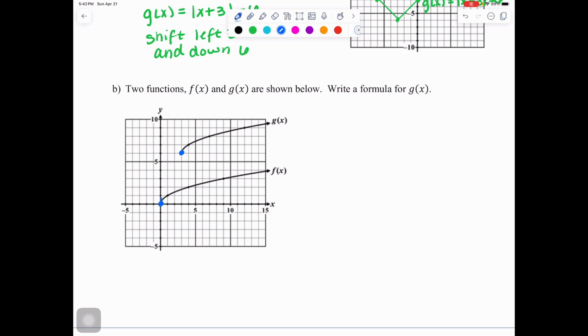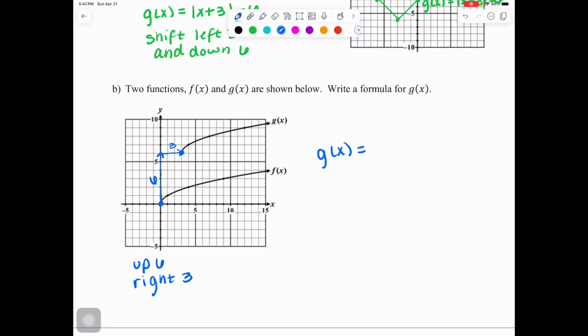So it looks to me I had to go up 1, 2, 3, 4, 5, 6, and then I had to go 1, 2, 3 to the right. So that was up 6 and right 3. So we now have to show that in our formula. So I'm going to do g of x equals.